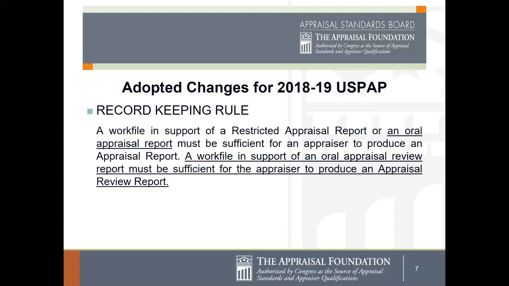Well, that makes sense. You can't communicate assignment results unless you have a basis for those, and that basis would be part of your work file. Now, there's a second change to the record-keeping rule that added an oral appraisal report and then the work file regarding an oral appraisal report. Can you explain that?